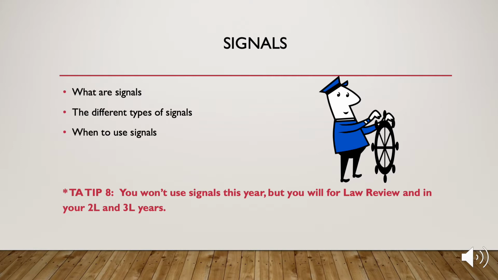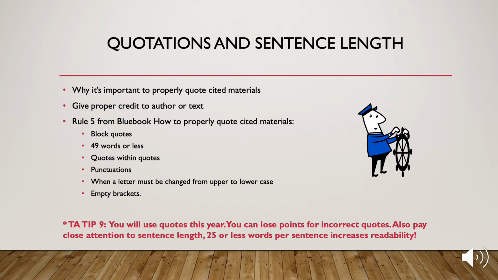We learned about quotations and sentence length, why it's important to properly quote cited materials, give proper credit to the author or text, and we looked at Rule 5 from the Blue Book on how to properly quote cited materials. The themes included block quotes, quotes of 49 words or less, quotes within quotes, punctuations, when a letter must be changed from upper to lower case, and finally empty brackets.